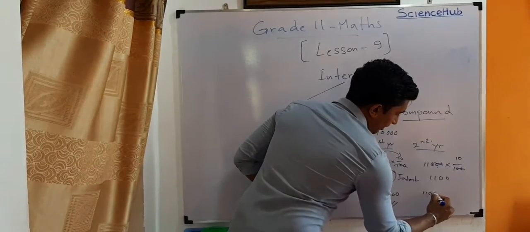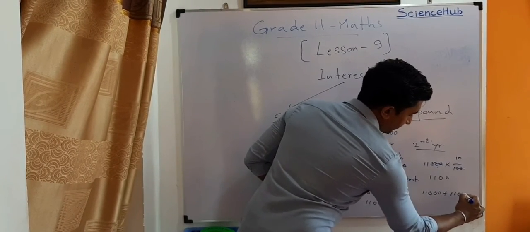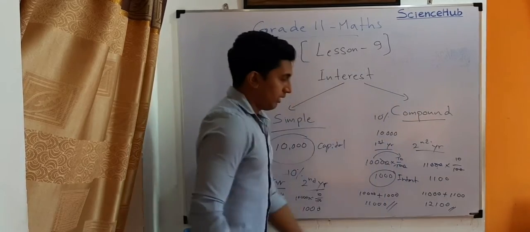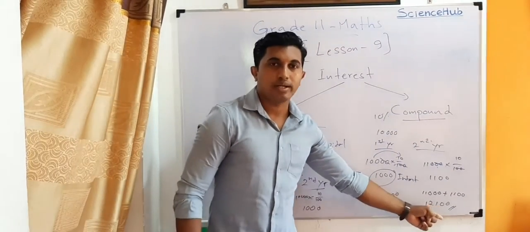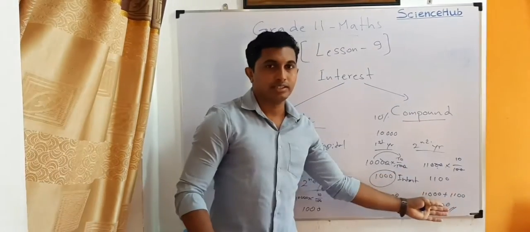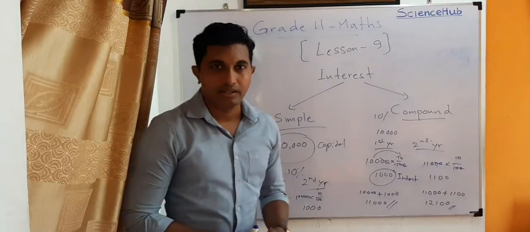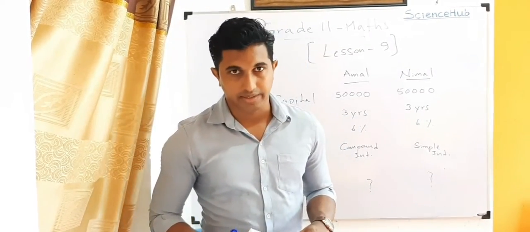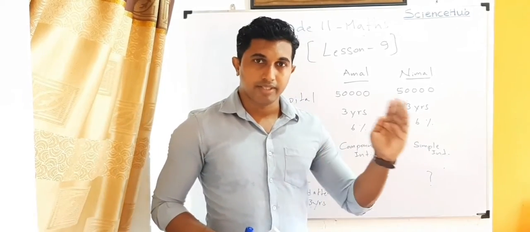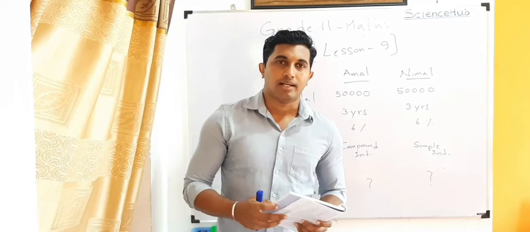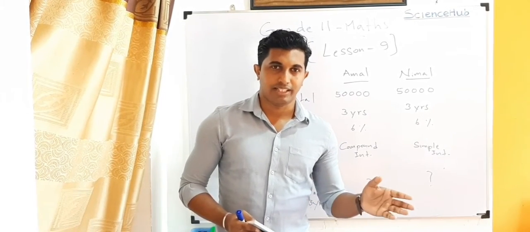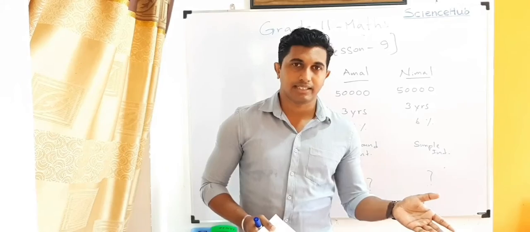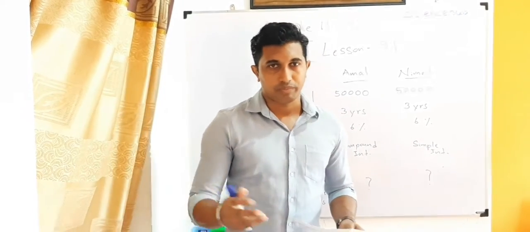Then 11,000 plus 1,100, and then 12,100. 12,100 is the total amount that you can get after 2 years with the compound interest method. Now we can go to example number 2 on page number 9. By my previous explanation, you will understand that when we deposit money, the most profitable method is the compound interest method rather than the simple interest method.